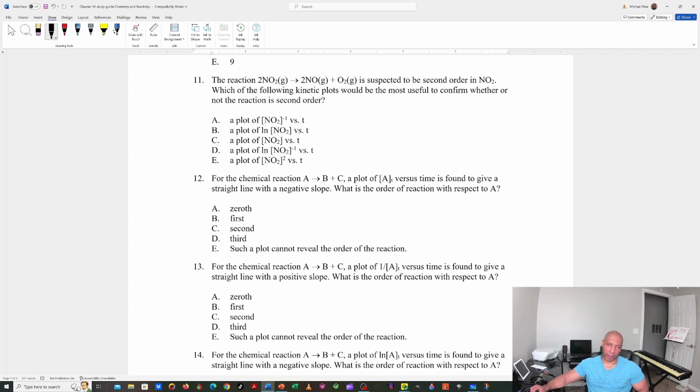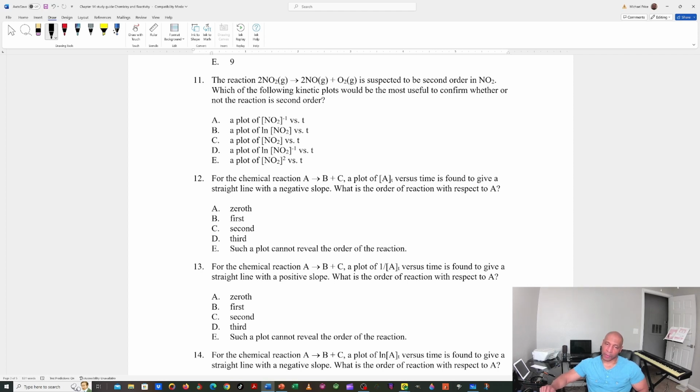Okay, all right. Now for the chemical reaction A yields B plus C, a plot of the concentration of A versus time is found to give a straight line with a negative slope. What is the order of the reaction with respect to A?